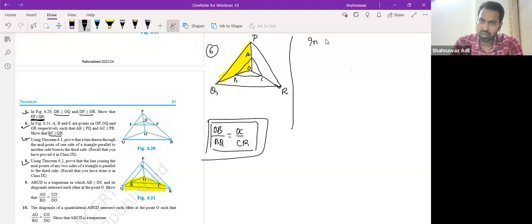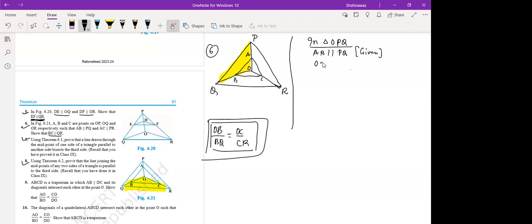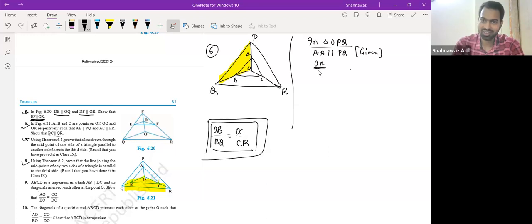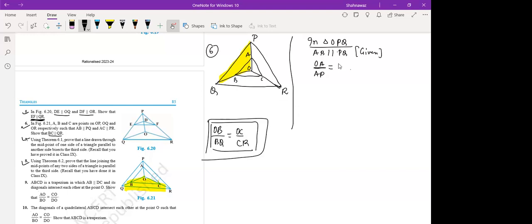So in triangle OPQ, AB is parallel to PQ. Right, so then what would be equal? This is given. OA equals AP, and OB equals BQ.